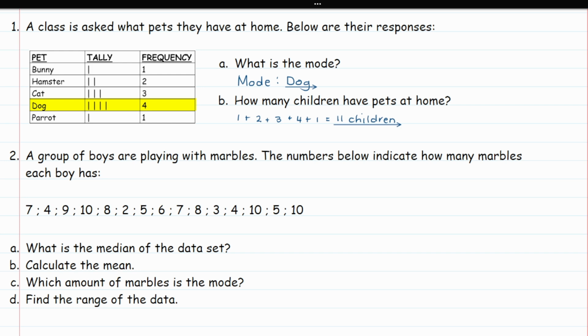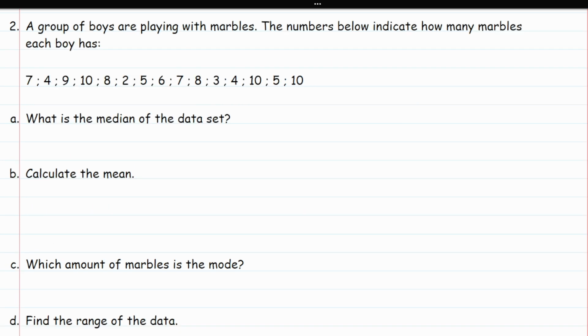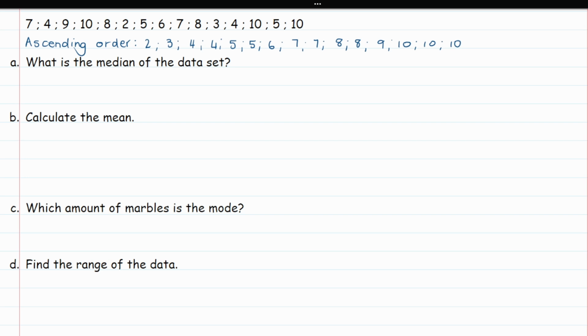Question 2 says that a group of boys are playing with marbles. The numbers below indicate how many marbles each boy has. Question A asks us to find the median of the data set, but before we can do that, we have to arrange the numbers into ascending order. This means that our set should now read 2, 3, 4, 4, 5, 5, 6, 7, 7, 8, 8, 9, 10, 10, 10. The middle number from this data set is 7.